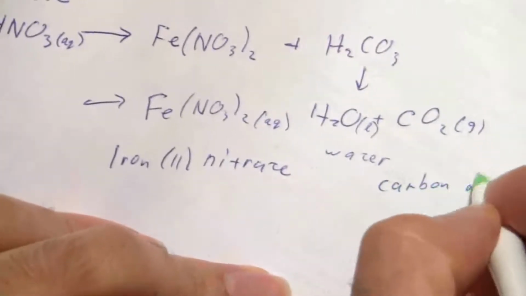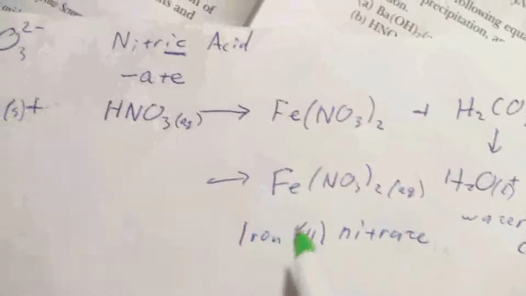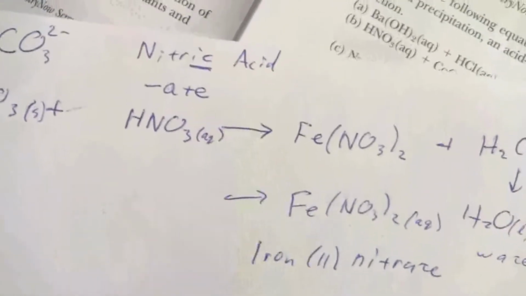So those are the names for those compounds, and those ones were given to us, the iron(II) carbonate and the nitric acid. All right.